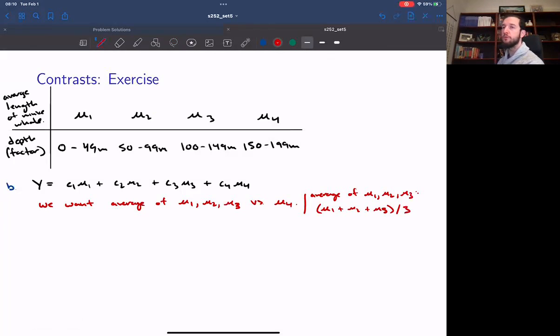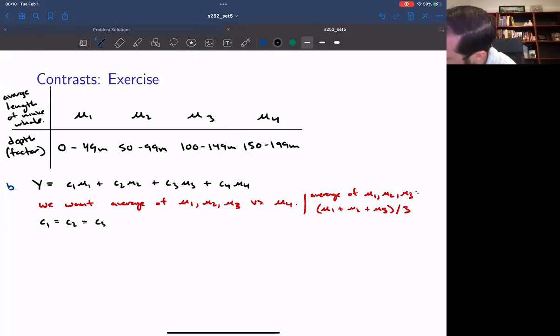Instead of taking the average of 2 means, we now have the average of 3 means. So if we want the average of 3 means, we have to add those means together and divide by the number of means. So in this case, mu1 plus mu2 plus mu3 divided by 3. Right? Okay, so now what we have to do is set up the coefficients to make this computation work out. So we're going to have C1 equals C2 equals C3 equals a third.